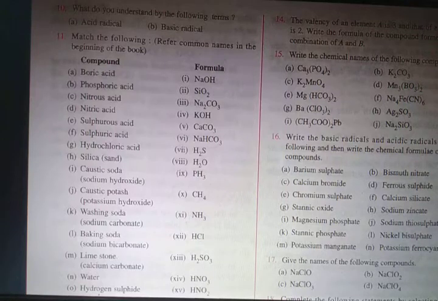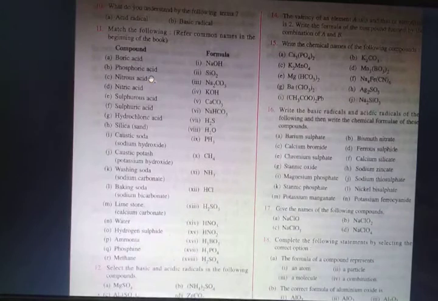The next, we have the match the following. This one, question number 11, match the following. Probably it's not fully visible, so let me just zoom this up. Yeah. Now boric acid is H3BO3.